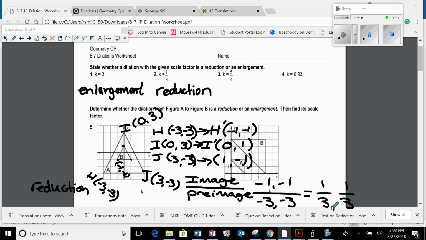1 divided by 3 is 1/3. Now 0 just stays the same because it's 0. -1 divided by -3 is 1/3. 1 divided by 3 is 1/3. So you're identifying your pre-image points, and identify your image points, and then you divide them.